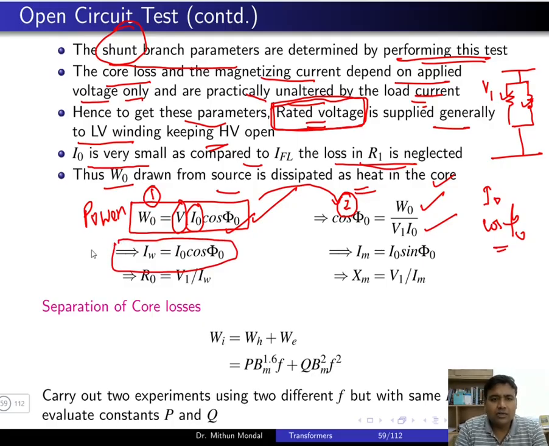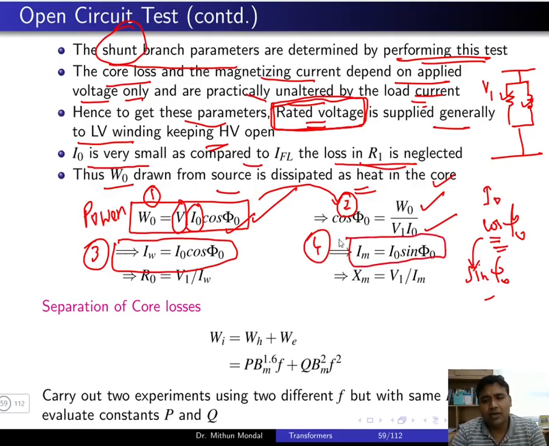So this will be the third step, where we will try to find the current flowing through the resistance, and it will be IW is equal to I naught cos phi naught. Now if you know cos phi naught, you can easily find the value of sin phi naught. From cos phi naught you can find sin phi naught. So obviously the fourth step will be to find the magnetizing component of the current. So that will be I naught sin phi naught.